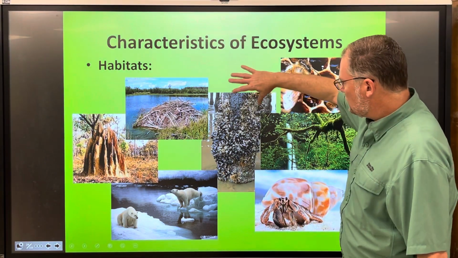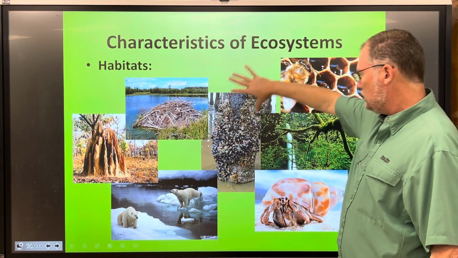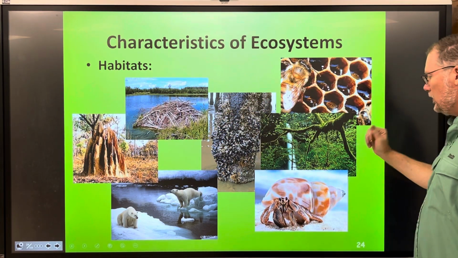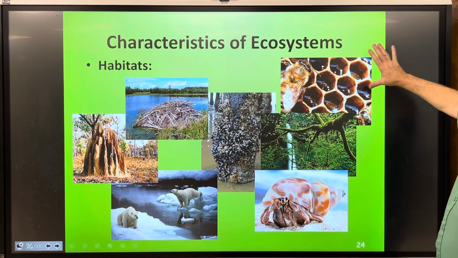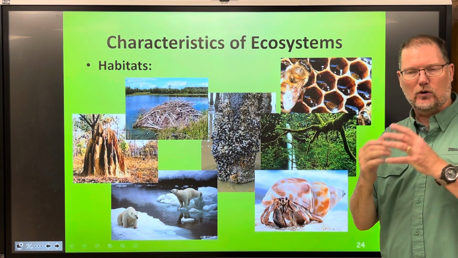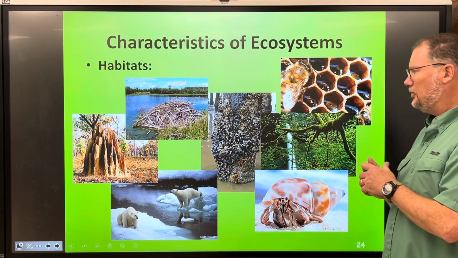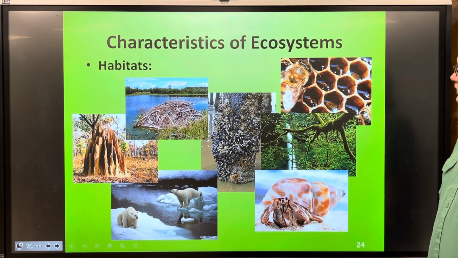And this is barnacles and mussels growing on a pier at a beach or at the ocean. Hermit crabs, honeycombs for bees. So bees would need a place to make their honeycombs, a tree trunk or a hole in the ground or something like that. And then the moss living on the branches, for example. Okay?